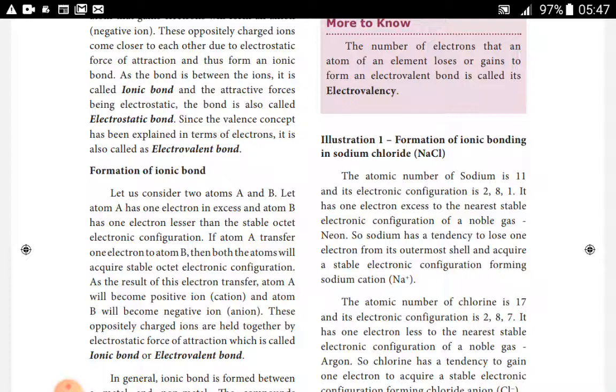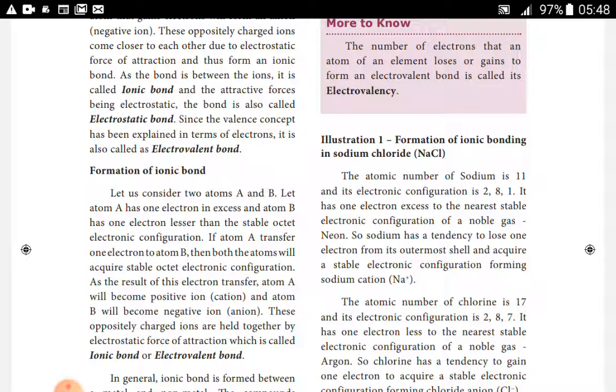So what happens? See, automatically atom A transfers that 1 electron from its outermost shell to atom B. So by way of transferring 1 electron from atom A to B, both the atoms are going to acquire stable octet electronic configuration. As a result of this electron transfer, atom A becomes positive charge ion and atom B becomes negative charge ion. Positive charge ion is called a cation, negative charge ion is called anion.